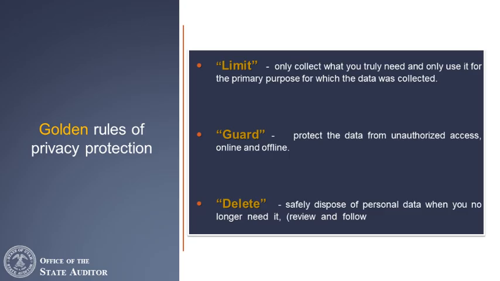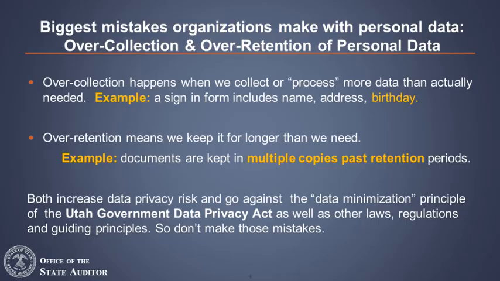What are some of the key mistakes organizations make when working with personal data? It's collecting more than what you need and keeping it for longer than when you need it. Both of these accumulate privacy risk, because the only way to limit privacy risk to zero is if you don't have the data to begin with. So do your part and make sure you don't over-collect or over-retain data.